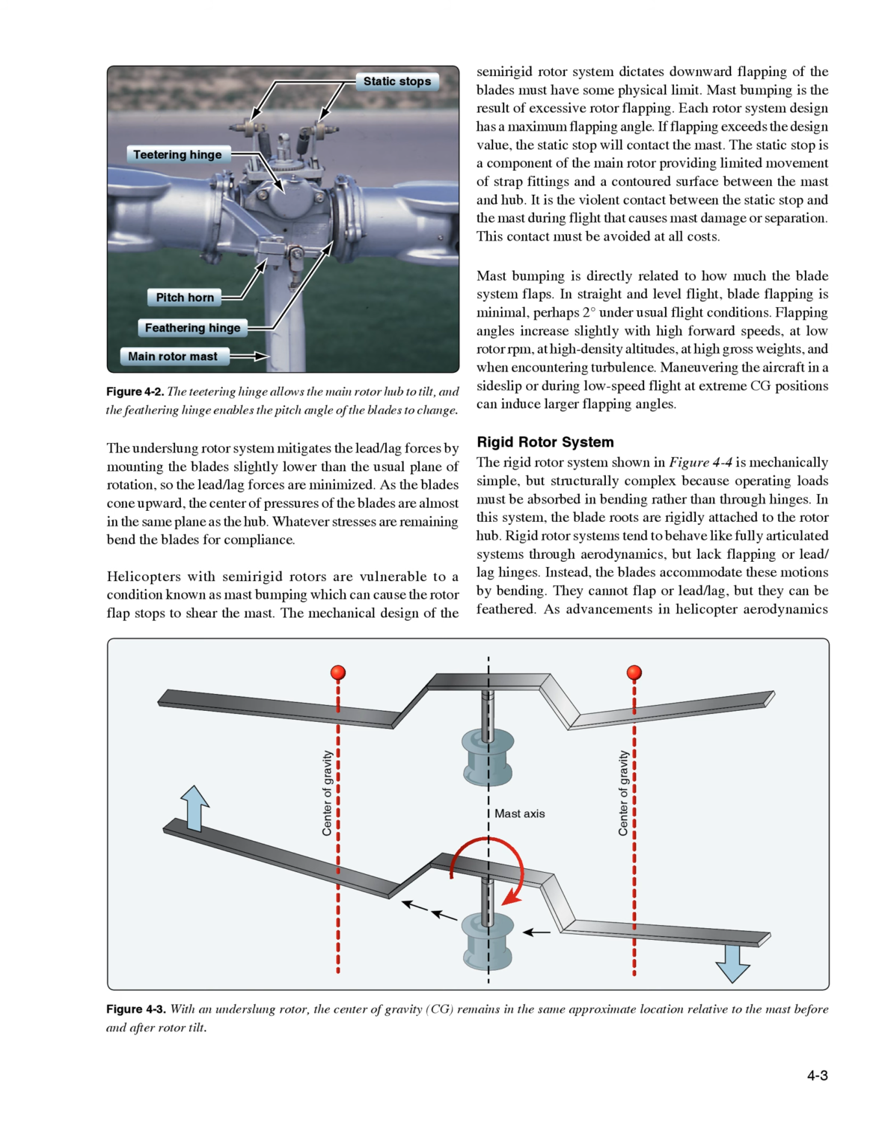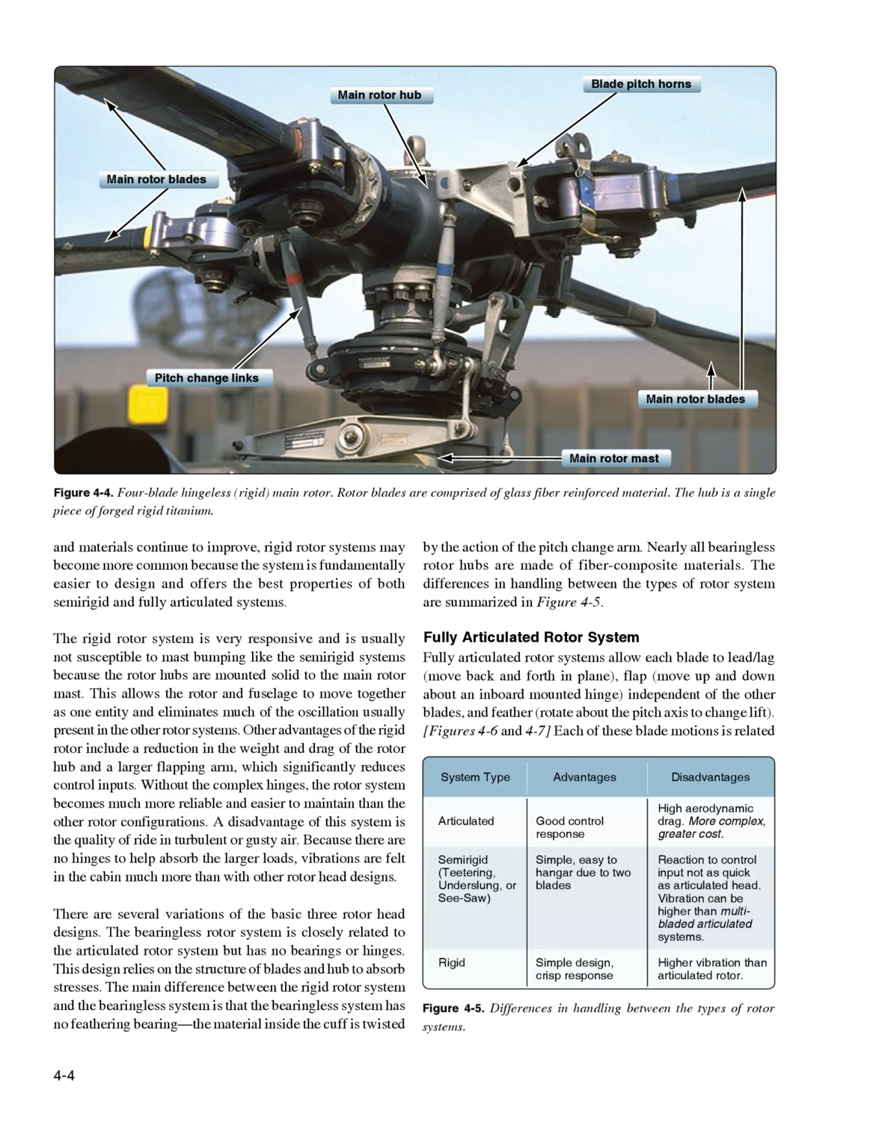In this system, the blade roots are rigidly attached to the rotor hub. Rigid rotor systems tend to behave like fully articulated systems through aerodynamics, but lack flapping or lead/lag hinges. Instead, the blades accommodate these motions by bending. They cannot flap or lead/lag, but they can be feathered. As advancements in helicopter aerodynamics and materials continue to improve, rigid rotor systems may become more common because the system is fundamentally easier to design and offers the best properties of both semi-rigid and fully articulated systems.